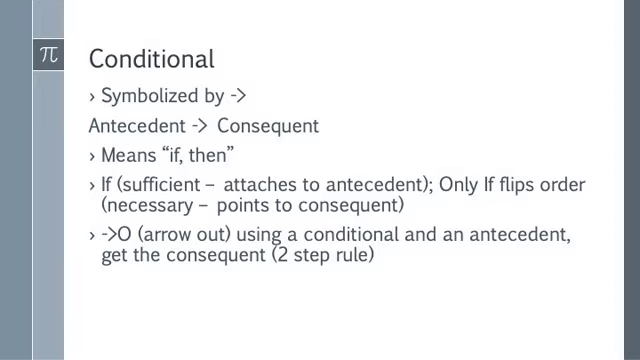A conditional is symbolized by the arrow symbol, and the pieces it connects are called the antecedent and the consequent. It basically means if-then. If is the sufficient wording, and it attaches to the antecedent, which will come before the arrow. The wording "only if" flips the order, and it will become a necessary conditional, and the "only if" attaches to the consequent, which basically comes after the arrow.